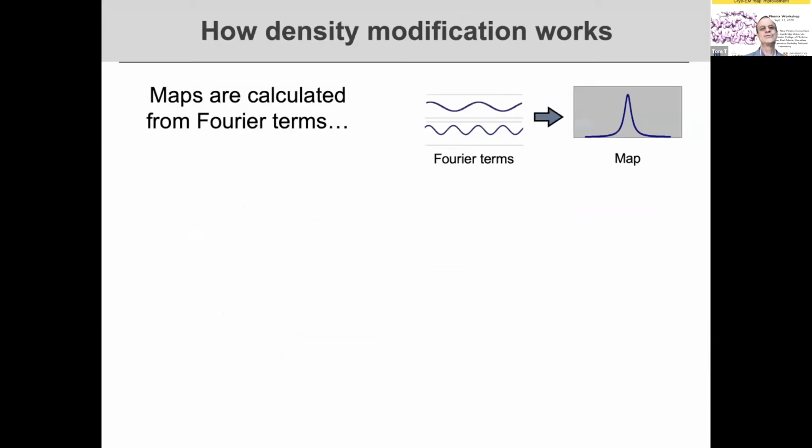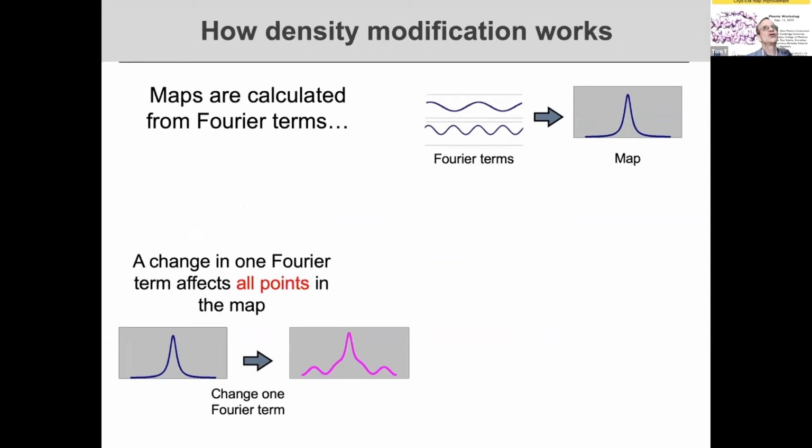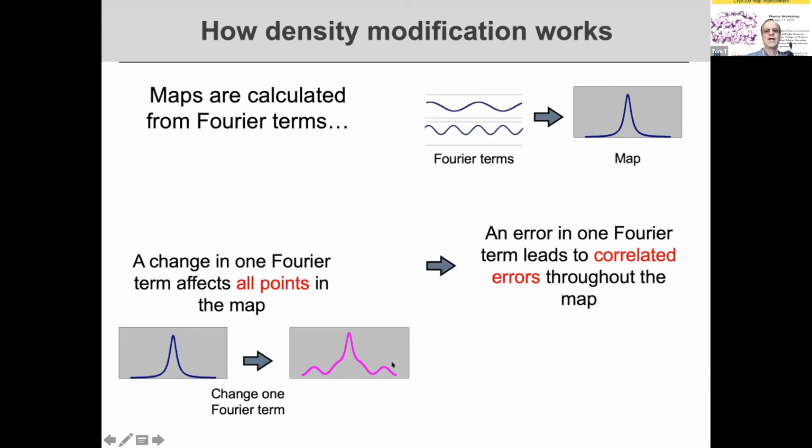So how do we actually do this? These maps are calculated as a sum of Fourier terms. And the property of calculating a map this way is that every Fourier term, every coefficient, affects all the points in the map. So if we took out one term that represents part of this Gaussian, it would make a ripple in the entire map. A way of looking at this is that if we make a mistake in one Fourier term, it leads to correlated errors everywhere in the map.